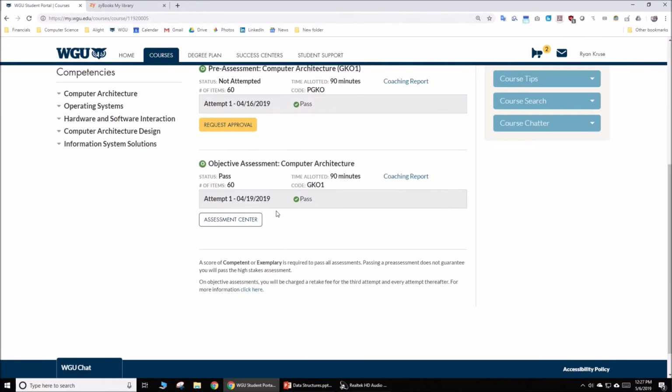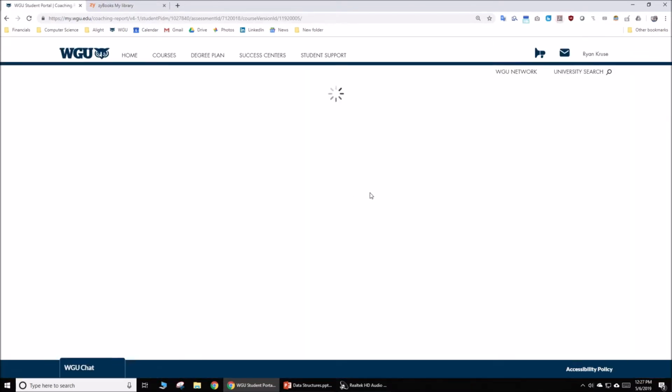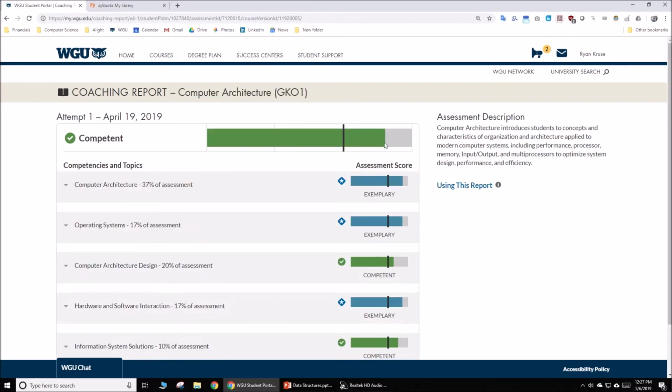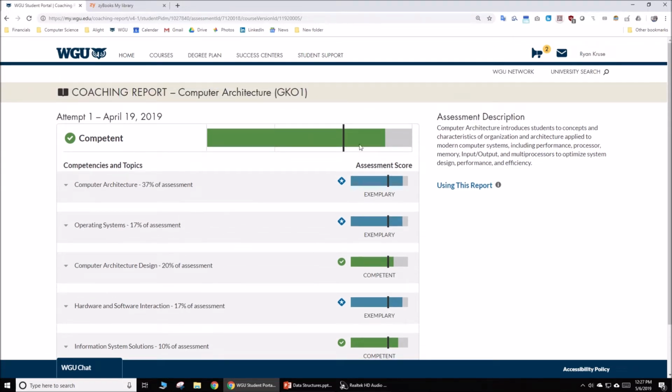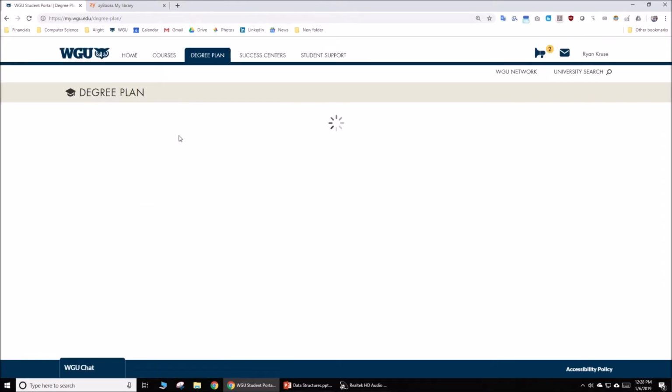When I did take the objective assessment, my coaching report put me at about an 85%. So I did pretty well on all the sections, but I don't necessarily think that when I was taking the exam I felt entirely comfortable with the questions that appeared on it, because some of them were really, really specific. Yeah, computer architecture. That course was a lot of work, and hopefully it does get improved in the future.